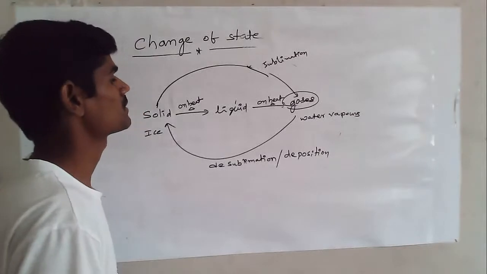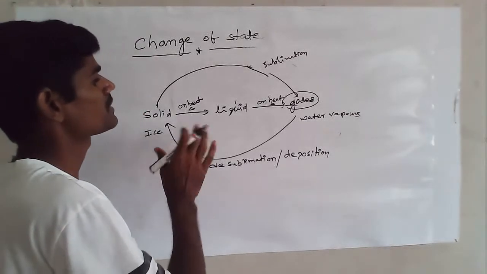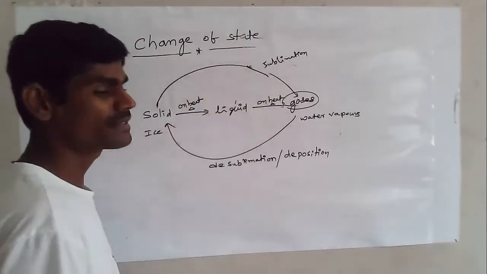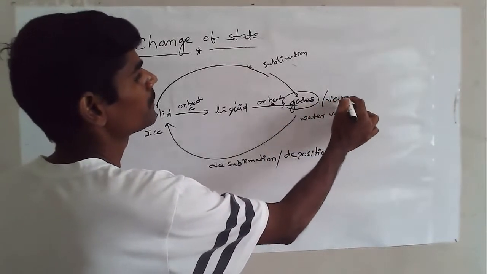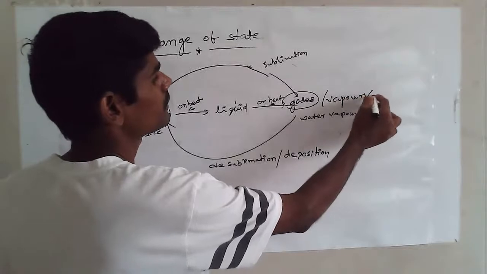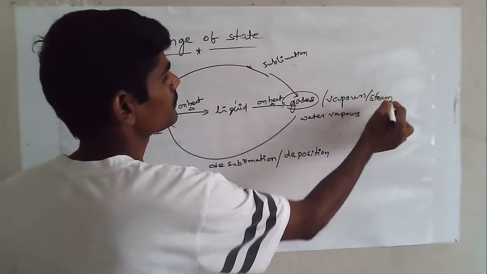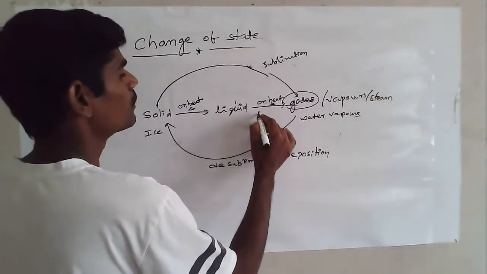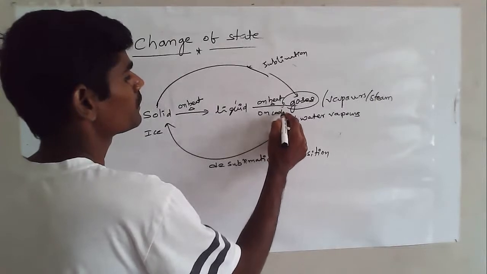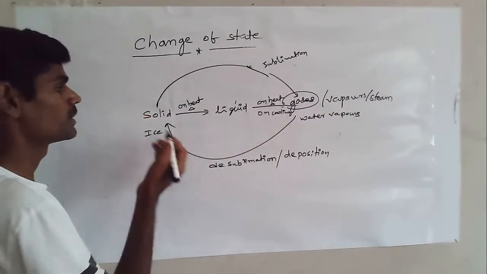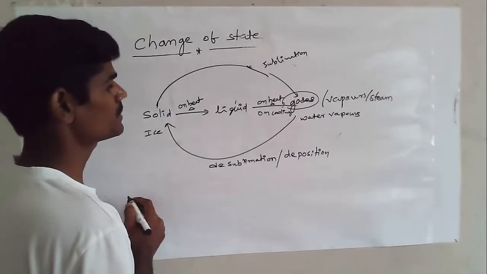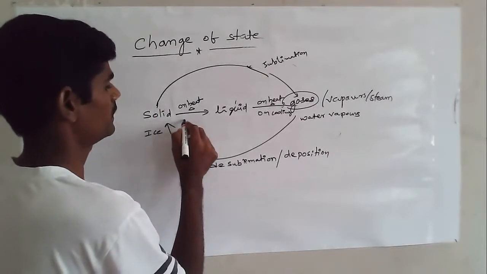After the conversion of a substance from solid to gas, those gaseous particles are vapors or steam. When we cool continuously, those convert into solid state. Clear?